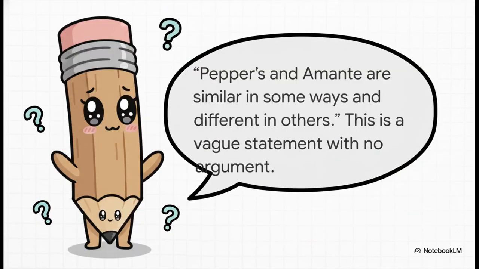So first, let's look at what not to do. This is a classic trap. Peppers and Amante are similar in some ways and different in others. I mean, yeah, technically it's true, but it tells your reader absolutely nothing. It's just a fact, not an argument. It's the kind of sentence that makes you shrug. It's a starting point for sure, but it is not your destination.